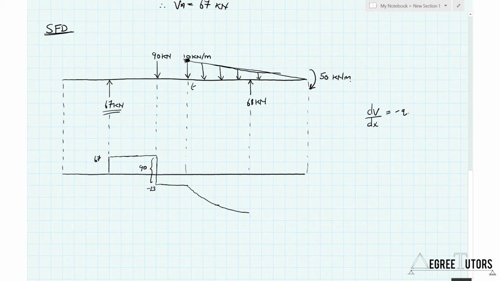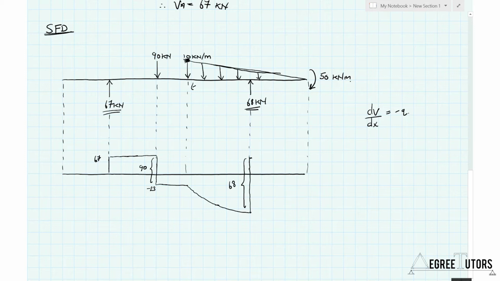And that's going to happen and continue to happen until we hit this 68 kilonewton reaction here, and that's going to induce an abrupt change in the shear force. So the shear force is then going to rise up by an amount equal to the reaction, which was 68 kilonewtons.